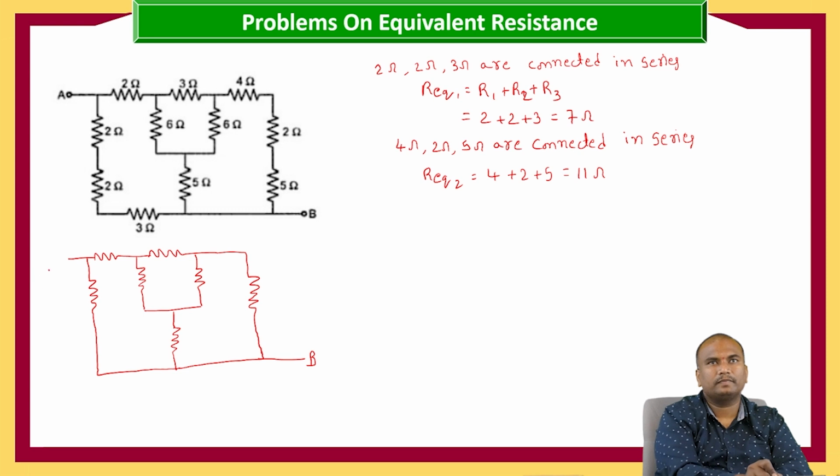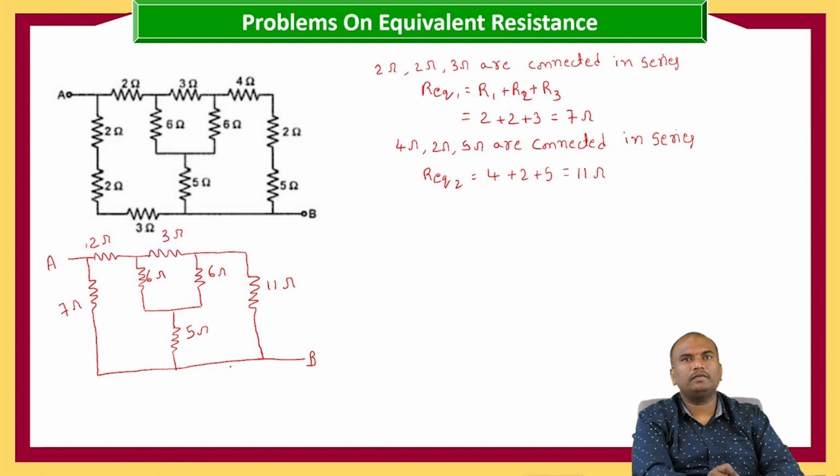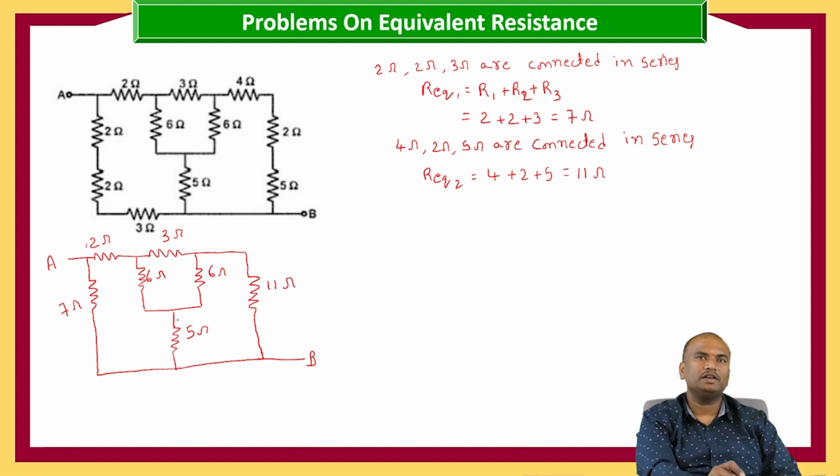This is B, this is A, 2 ohms, 3 ohms, this is 11 ohms, 6 ohms, 6 ohms, 5 ohms, and here is 7 ohms. Here again we got the other stars as 3 ohms, 6 ohms, and 11 ohms. Here 3 ohms, 6 ohms, and 2 ohms. And here 5 ohms, 7 ohms, and 11 ohms. This is also a star.